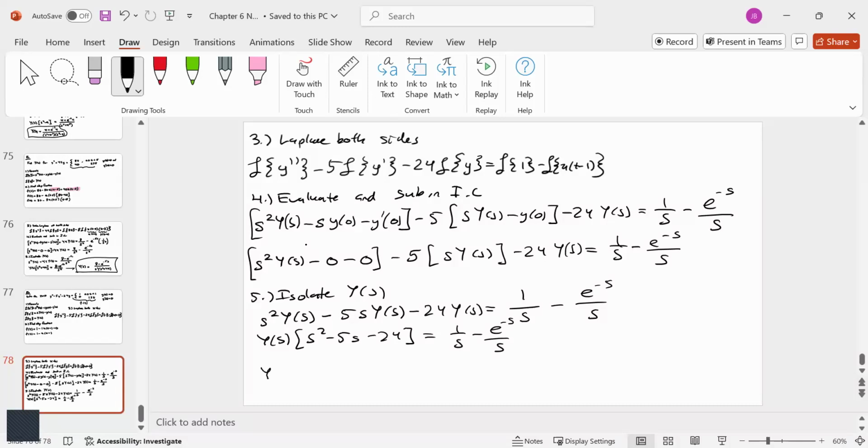And then Y of s is equal to 1 over s times... Now, if you recognize that you can factor it, then I recommend that you do. Just save yourself the step. But if you can't factor it, that's not the end of the world. It just means you're probably going to have to complete the square later, which maybe is the end of the world then.